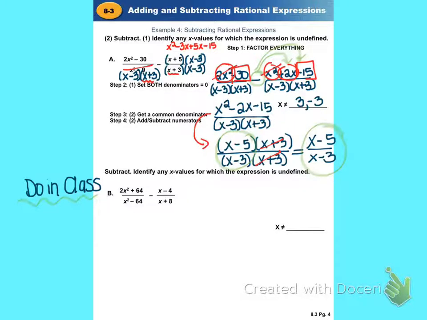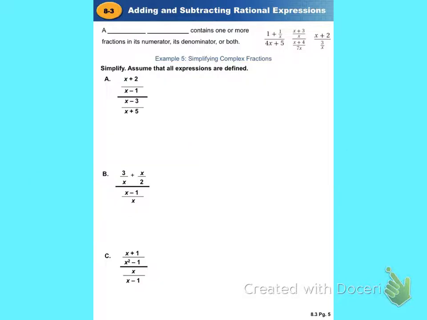As I said before, we're going to leave subtracting example B for us to do together in class. Let's go ahead and take a look at our last learning goal. Our last learning goal is to simplify complex fractions. So exactly what is a complex fraction? Well, you'll see a few of them here, and you'll see why we call them complex fractions. Those look pretty complex to me.